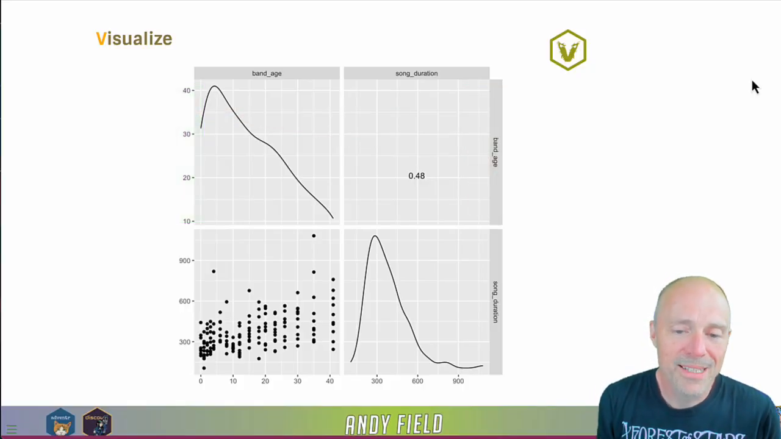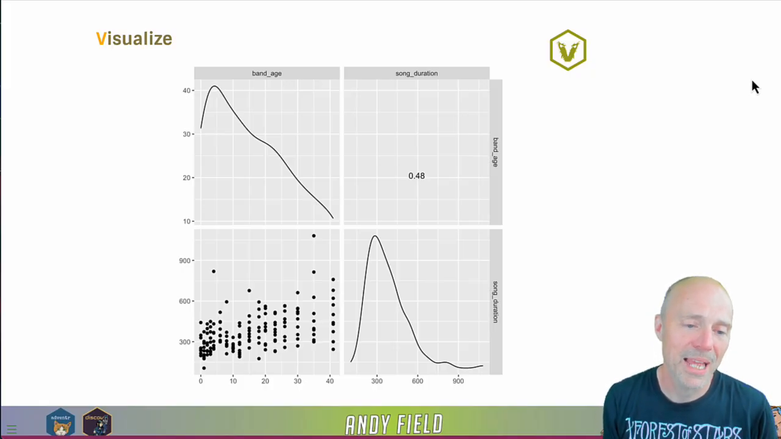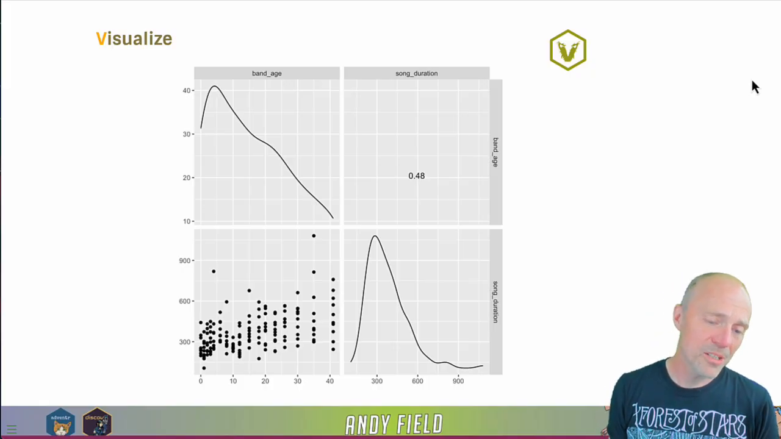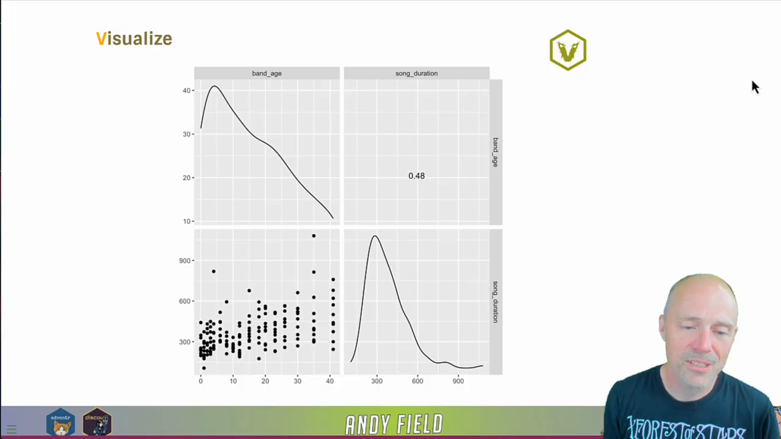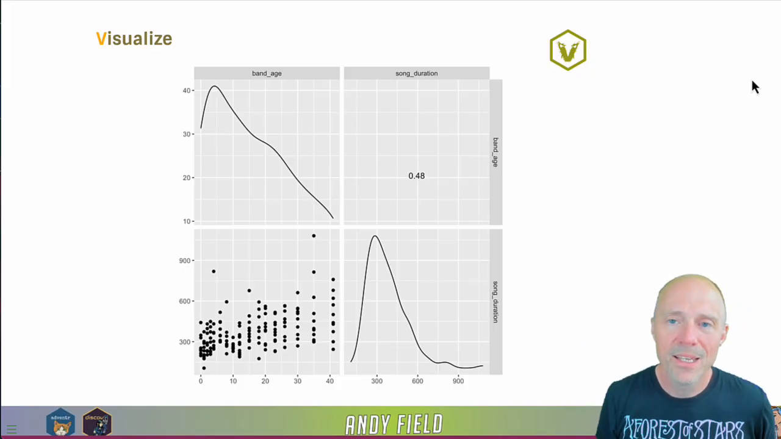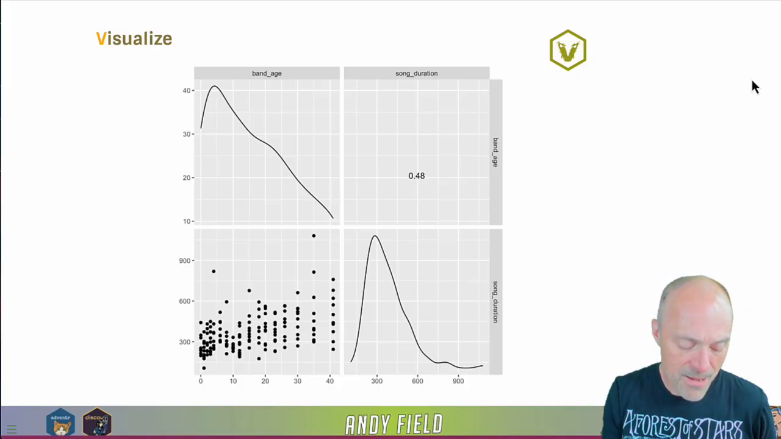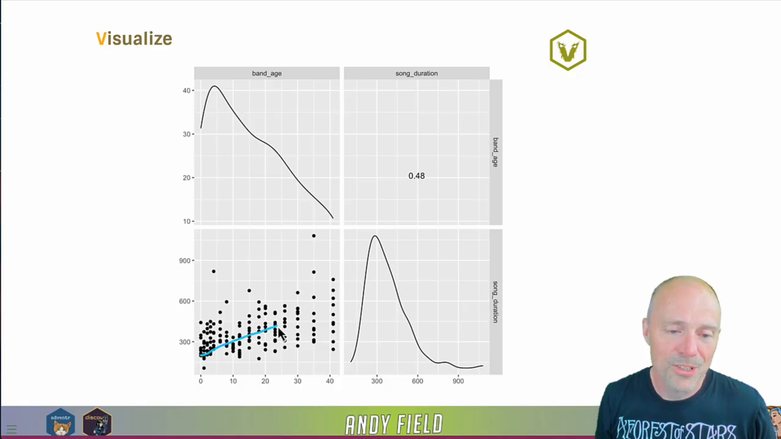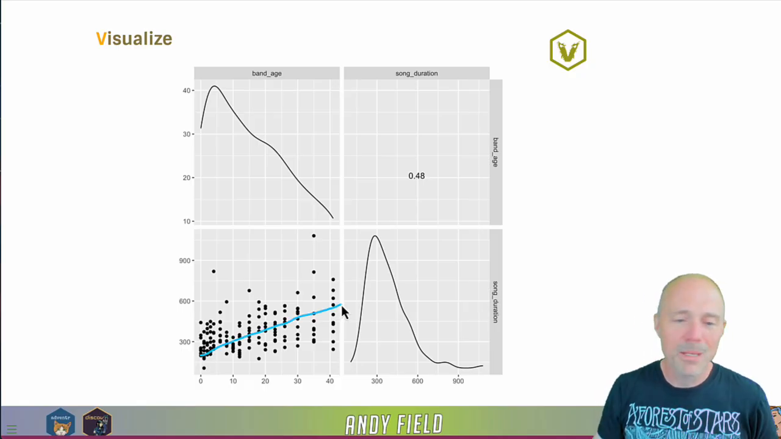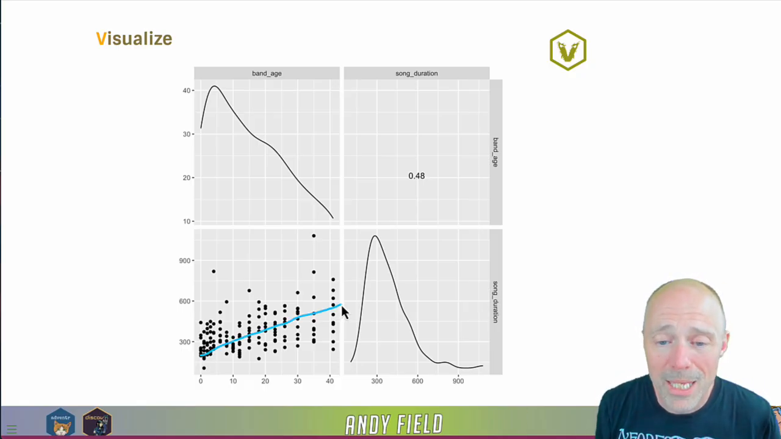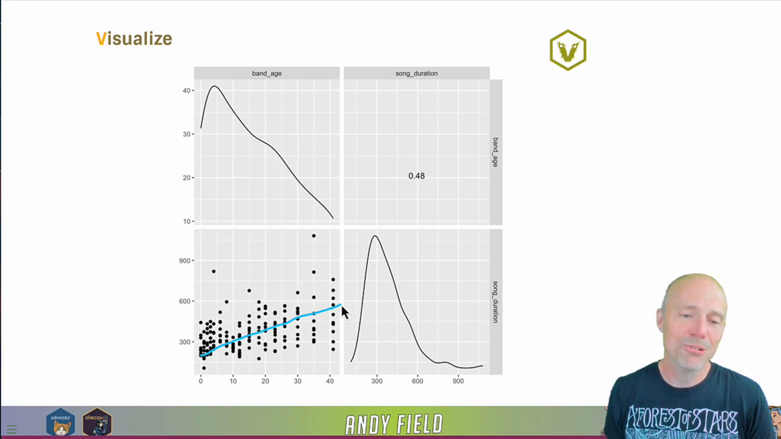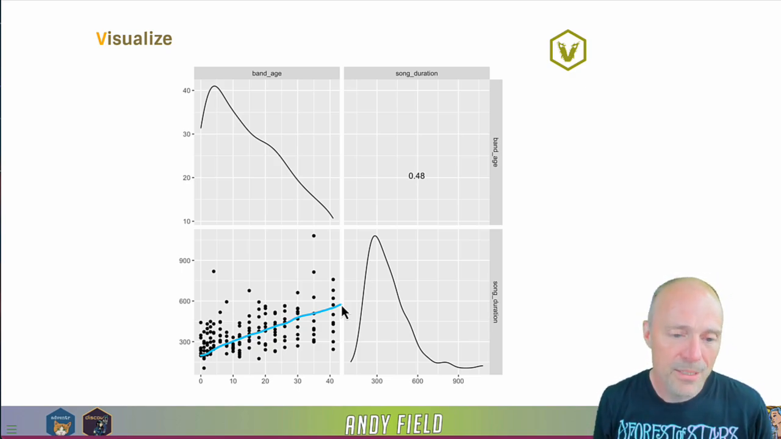We can also see a scatter plot. The key thing here is the scatter plot between song duration and band age, which is very messy, but essentially it does look like there's a vaguely upward pattern. So you could imagine drawing a line maybe loosely like that. It does look like maybe song duration increases over time. But we're just getting a feel for what our variables look like.